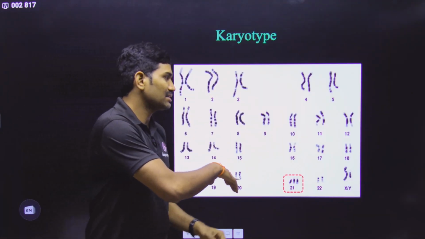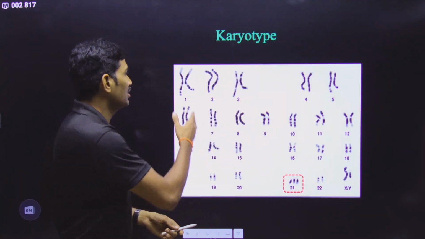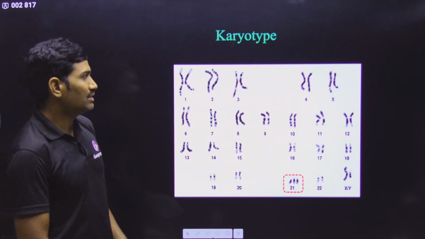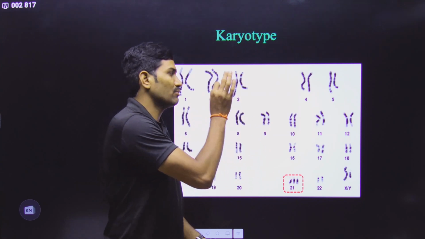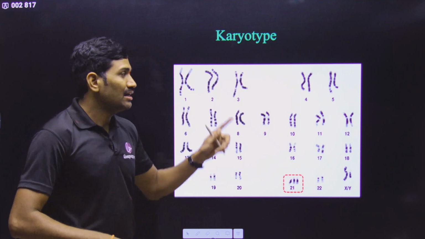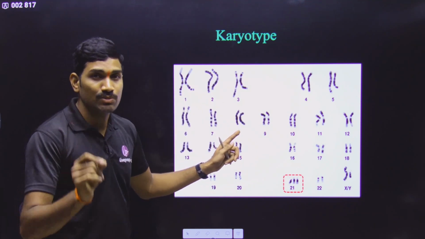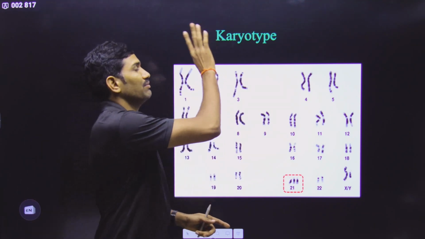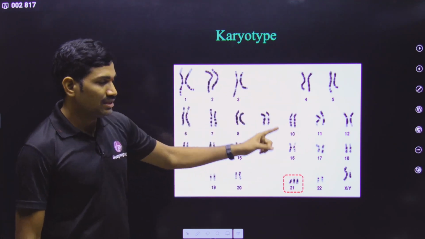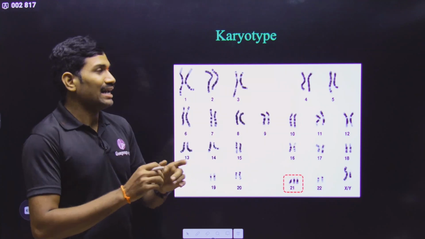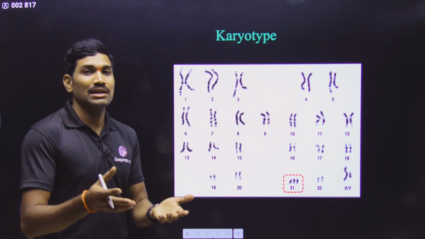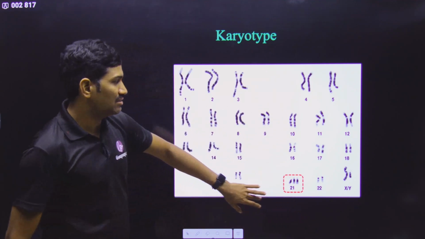In this way, chromosome morphology can be easily studied, and we can easily isolate the chromosomes. This type of representation of chromosomes is called a karyotype. Please remember this word. It was not mentioned here, but in class 12th there is a chapter called Principles of Inheritance and Variation, and in that chapter we will study this karyotype. So metaphase chromosomes are important, they are isolated, and then a karyotype is prepared, and based on the karyotype any abnormalities present in the chromosomes can be easily studied. This is the point.